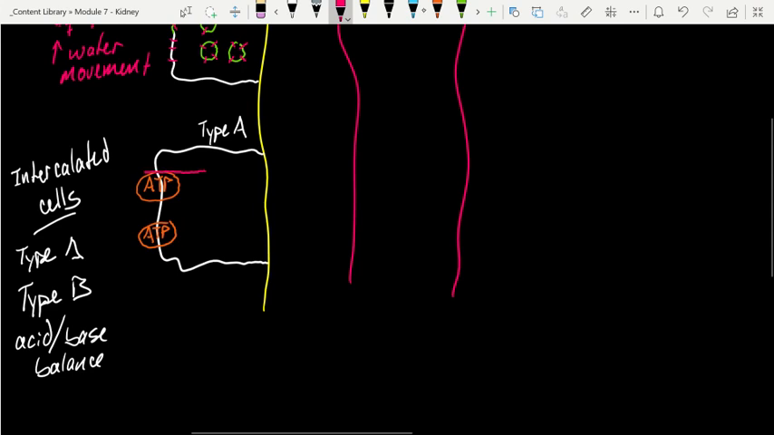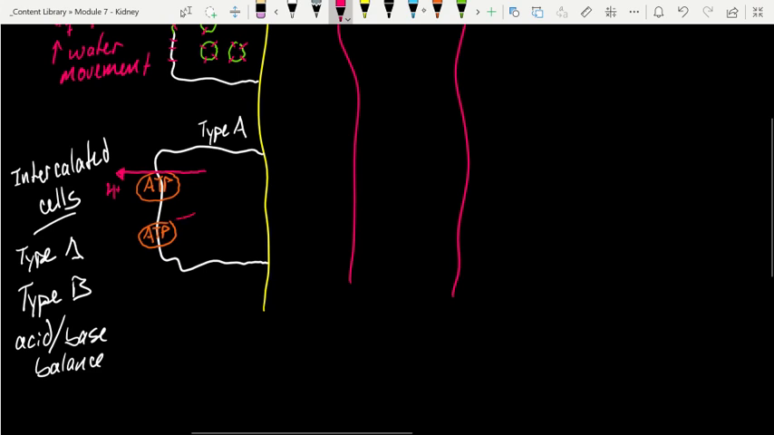This top one is simply a proton pump, and it will pump H+ out into the lumen to be secreted. Now that makes sense because we said earlier type A is activated by acid, and so the job of this cell is to pump acid out into the filtrate where it's going to be excreted into the toilet. The other one does something very similar.